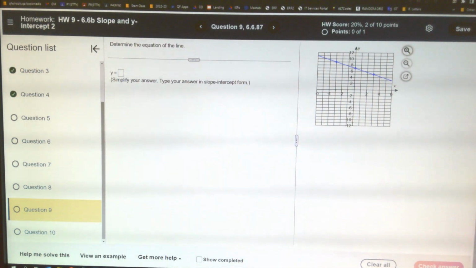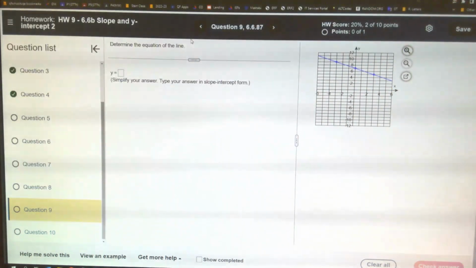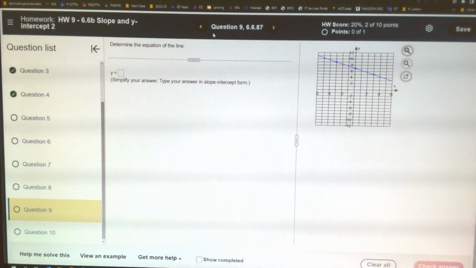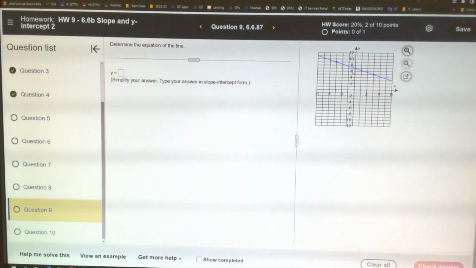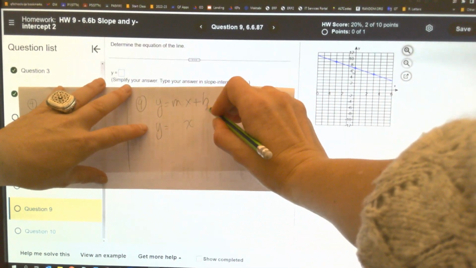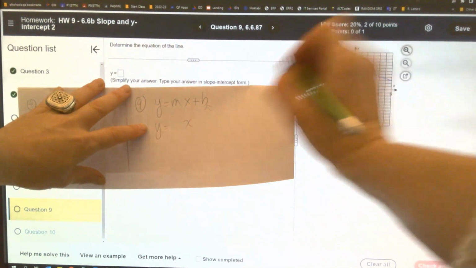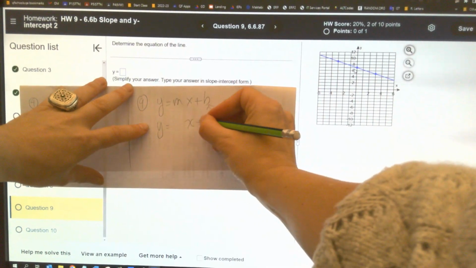Okay, so the next question is question 9. It says, determine the equation of the line. So I have to look at this and make the equation. Step 1 is, what is the y-intercept? Where does that line touch the y-axis? So here's a point on the y-axis, and it's between 6 and 8. What's between 6 and 8? 7. So here's my formula. My y-intercept is this. So here I'm saying it touches the y-axis at 7. So here it's going to be plus 7.